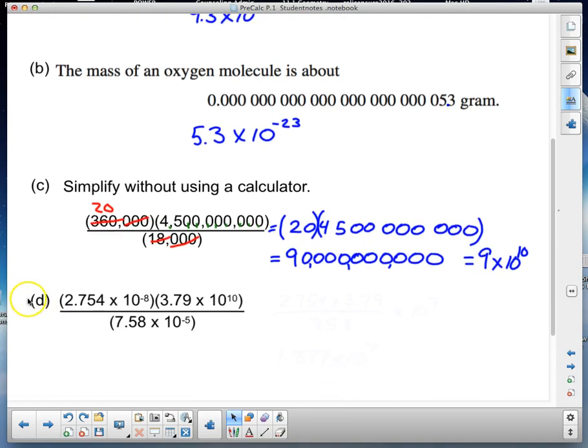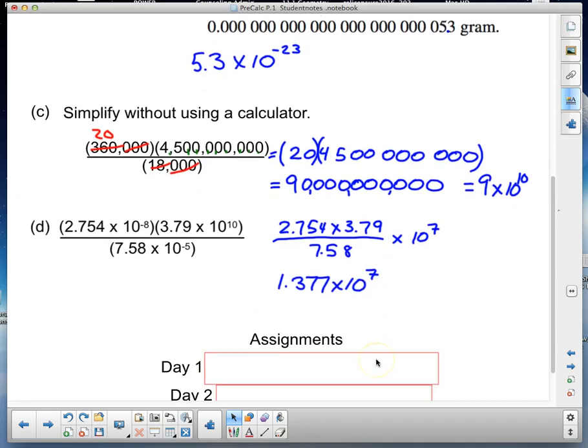When I'm looking at things like this, I'm trying to be smart about the use of my values as I go through. I'm going to use my powers. I got -8, so -8 minus -5, which is -3, and I got 10 to the 10th, so I've got 10 to the 7th. And I'm going to use my calculator and multiply 2.754, 3.79, and divide by 7.58. So those numbers times 10 to the 7th, and I get those done. It's 1.377 times 10 to the 7th.